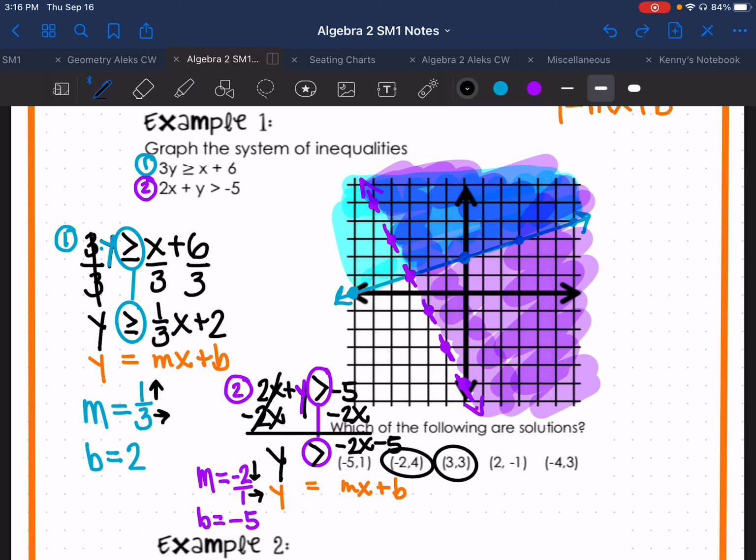1, 2, 3, 4. There we go. And then 1, 2, 3, 1, 2, 3. There we go. There's those two so that you can see why they are solutions. 2, -1. This one is not a solution because it's only in the purple. And -4, 3. 1, 2, 3, 4. 2, 3. Now, it's on the boundary line, but because it's on the dotted boundary line, it is not a solution. So these are not solutions, just those two are. You have to check them all because there can be more than one.